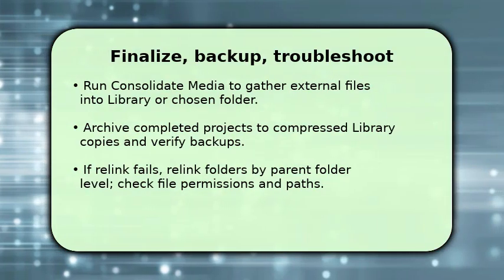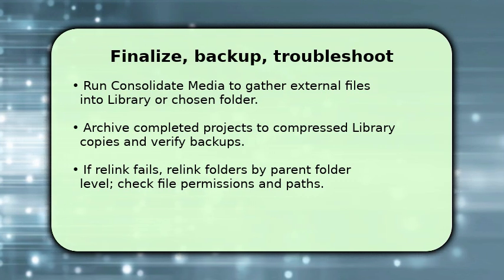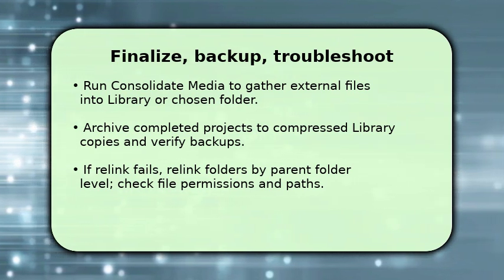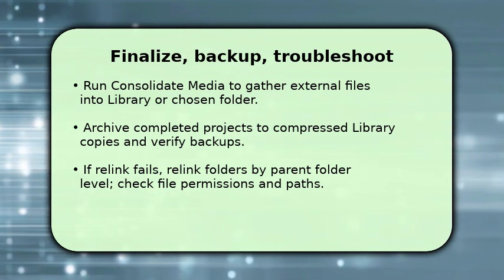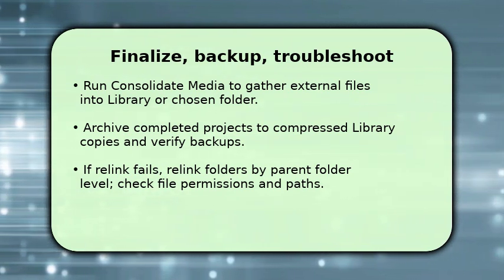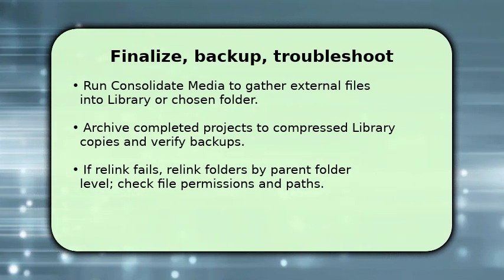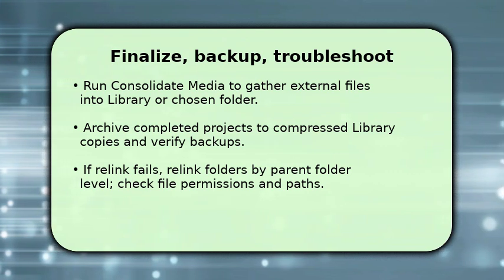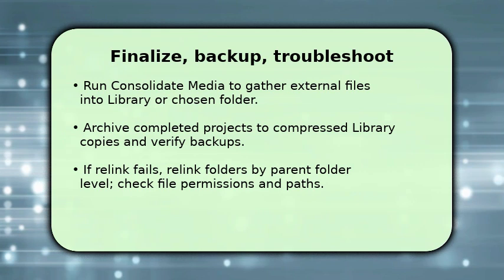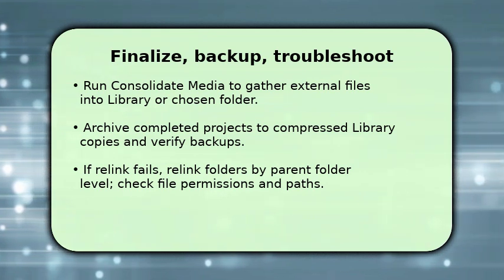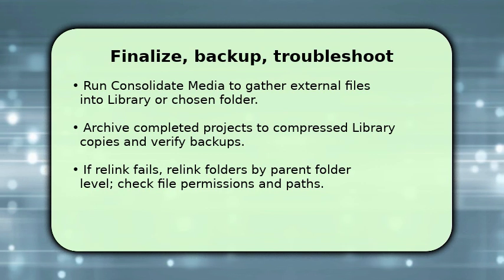Finish by consolidating media so all necessary files live where you expect, then optimize the library and create a verified backup to an archive drive. After archiving, remove unused render and cache files to save space, but keep a recent backup for safety. If something goes wrong, like missing media, relink at the parent folder level first and check file permissions. If relinking still fails, restore from your verified backup copy. These steps lock in a tidy, reliable workflow you can repeat.